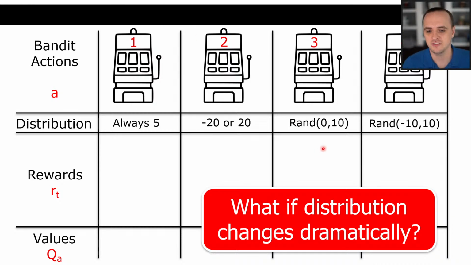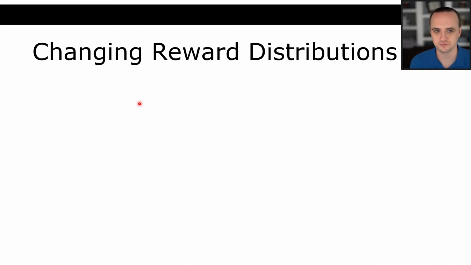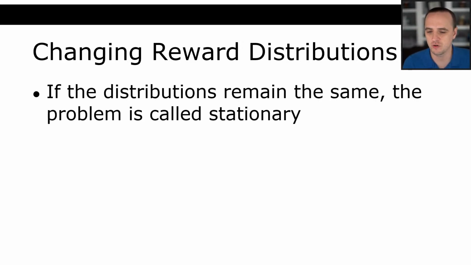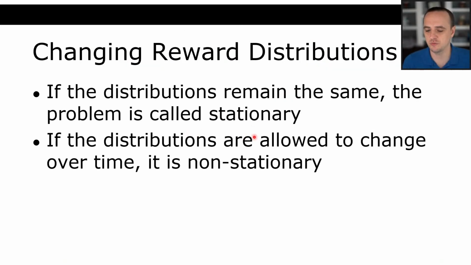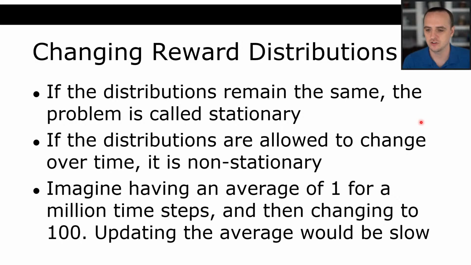So this is called a non-static distribution, where the distribution that is controlling the slot machine is changing over time. And this can happen in the real world. So, changing reward distributions. If the distributions remain the same, then the problem is called stationary. If the distributions are allowed to change over time, it is non-stationary. So imagine having an average of 1 for a million time steps and then changing to 100. The average update would be really, really slow.